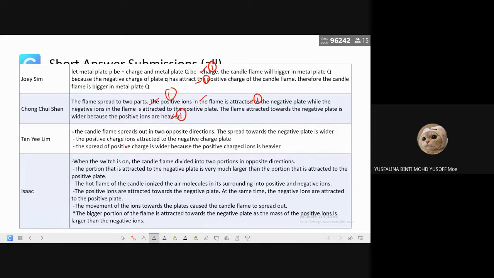Okay, and the candle flame spreads out in the two. The spread out is okay, 1 mark. The positive ion, okay, the spread is because, okay, 2 marks. Okay, and this one is another one, 3 marks. Okay, when the switch is on, the flame divides into two portions. Okay, correct. The portion is much larger. Okay, the heat ionizes. Okay, the positive ions, and at the same time the negative ions are attracted to the plate, alright, the bigger portion is bigger. Okay, so I give 4 marks.